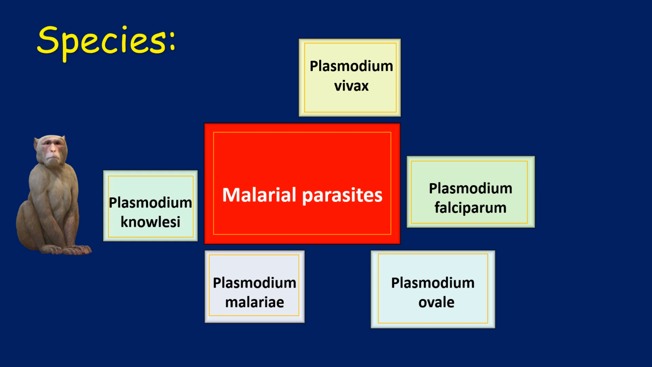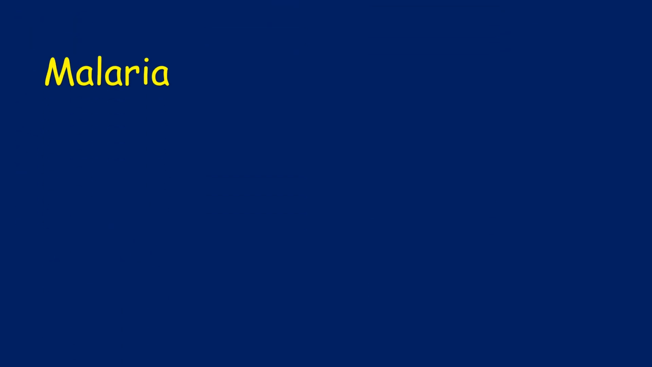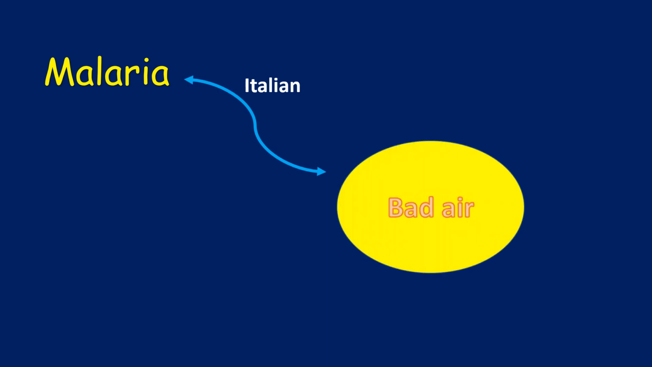Plasmodium knowlesi infection is most prevalent in Malaysia. Have you ever wondered what malaria literally means? The word malaria has Italian origin, which means bad air. This is because earlier people thought that air over the marshlands causes malaria.